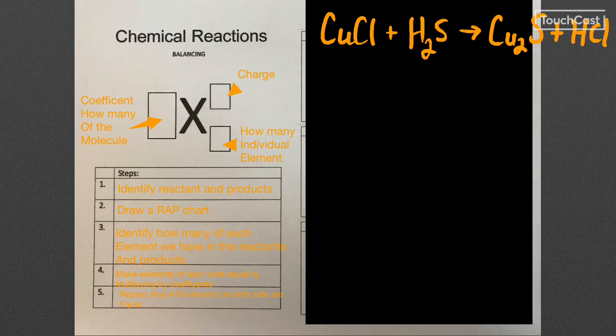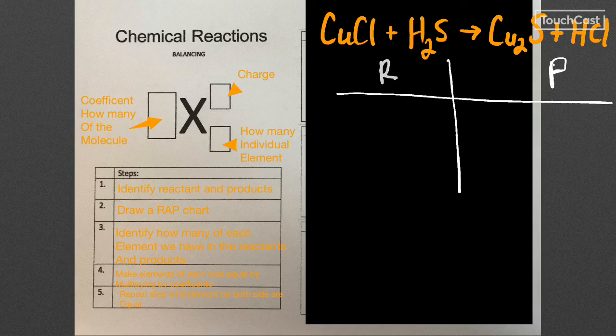Alright, so let's do our practice problem. We have copper chloride plus hydrogen sulfide yielding copper sulfide and hydrochloric acid. First thing we need to do is identify our reactants and our products. We then need to draw a RAP chart, which we take the R and the P from reactants and products and make a column in the middle that's an A.